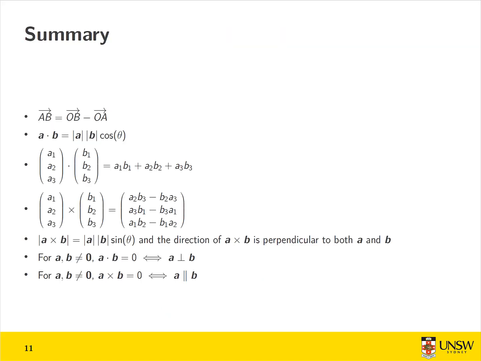In summary, we have seen how to find the displacement vector between 2 points, and to find the dot product and the cross product of two vectors. We have also seen how the dot and cross products can be used to determine properties of the angle between the two vectors.